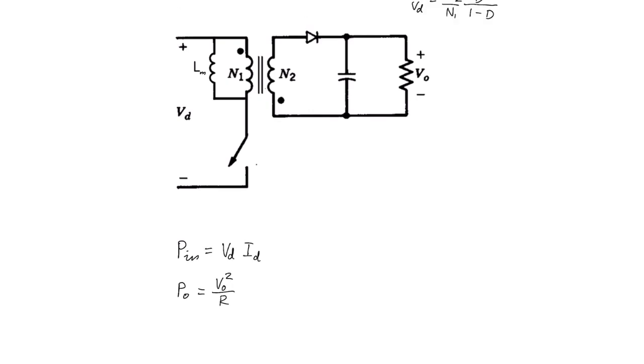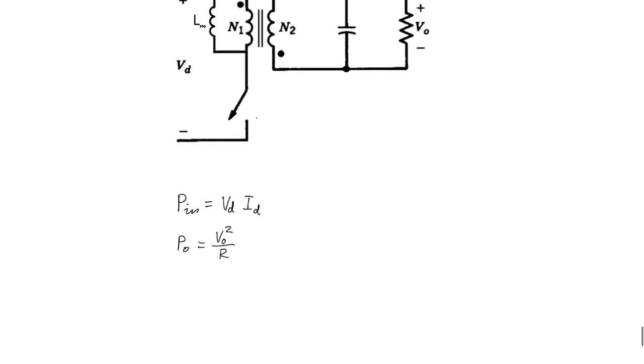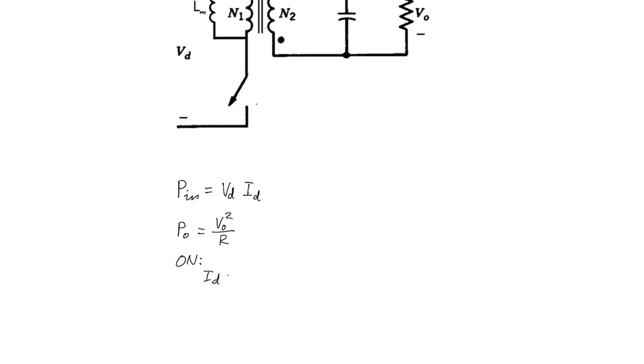So if we want to find the ID, we need to look at the magnetizing current. Actually, when this switch is on, the current would only go through the mutual inductance and magnetize the core, which means that there will go no current through here. So when it's on, ID is equal to IM.